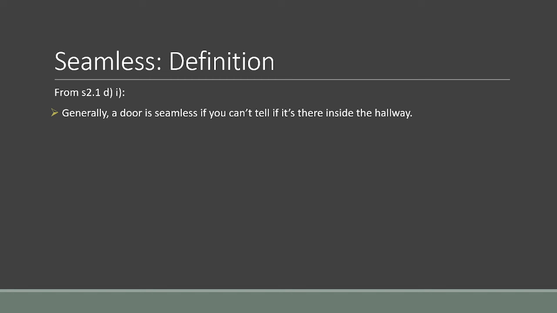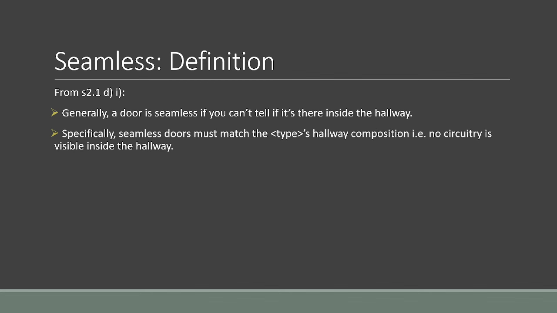But then we want to be more rigorous in our statement. So hence comes the second statement. And specifically, seamless doors must match the type's hallway composition, i.e. no circuitry is visible inside the hallway. So we will talk about composition a bit later. And the third statement is related to the next slide.